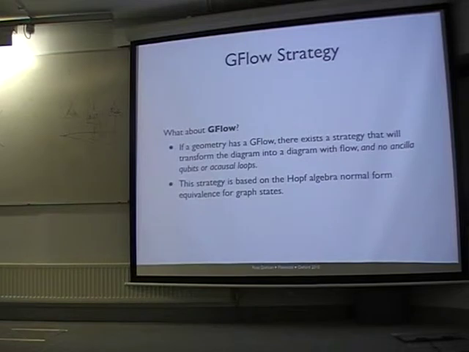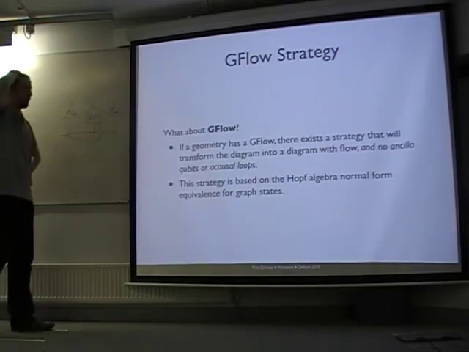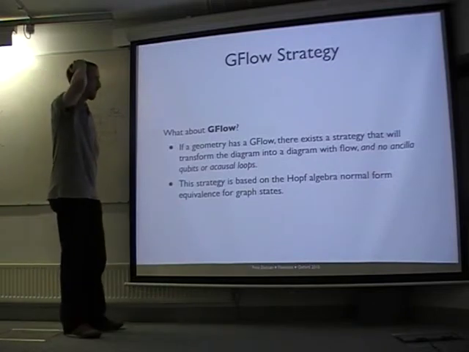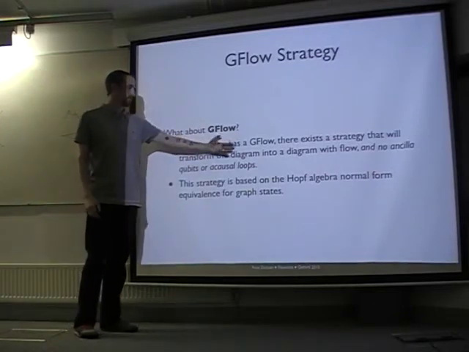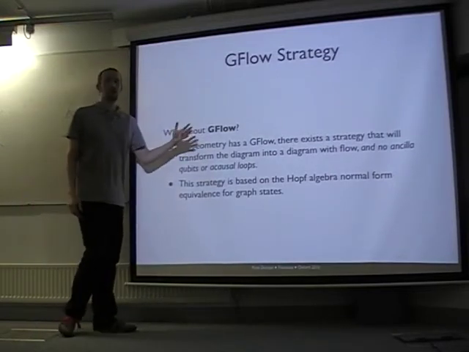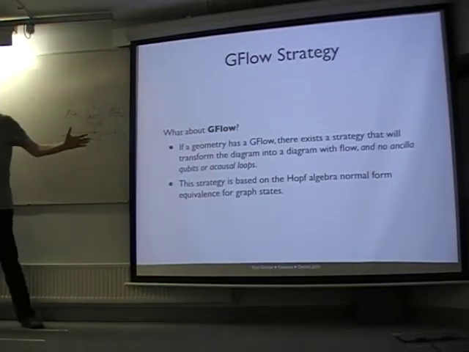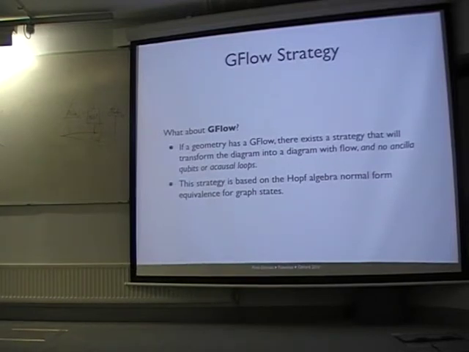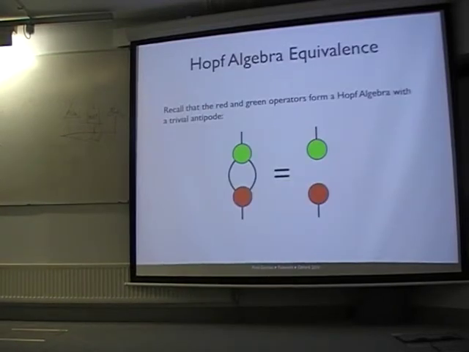Okay, so this is the main interesting point of this talk. So what about the GFlow? So what I'm going to show you now is, if I have a geometry which has a GFlow, then I can transform the diagram into something which has a flow and no additional qubits. Okay, so I'm going to use this Hopf algebra property. So you remember this picture from a minute ago. Right, so we have this Hopf algebra.